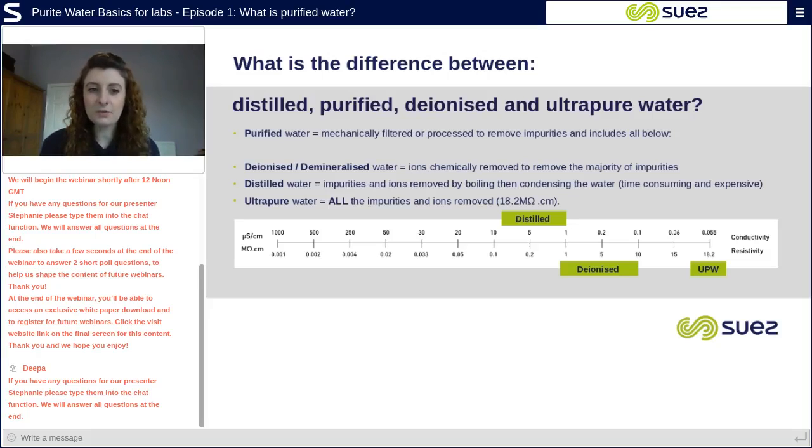Ultrapure water is water that has been purified to the highest level of purity, where all impurities and ions have been removed. Ultrapure water is a type of purified water and has the highest resistivity of 18.2 megohms.